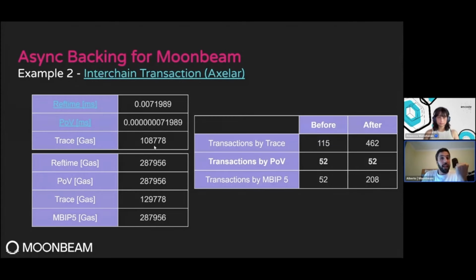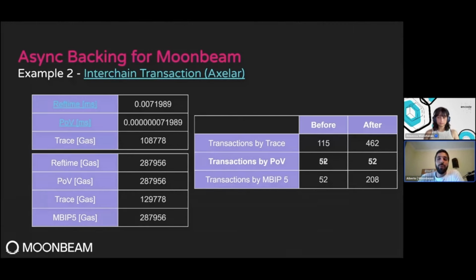But in this particular transaction, we're using a very heavy contract where, you know, the collator needs to provide a very big POV so that the relay chain validator can do the state transition with this very heavy contract. And so we see no real improvement by adding async backing.